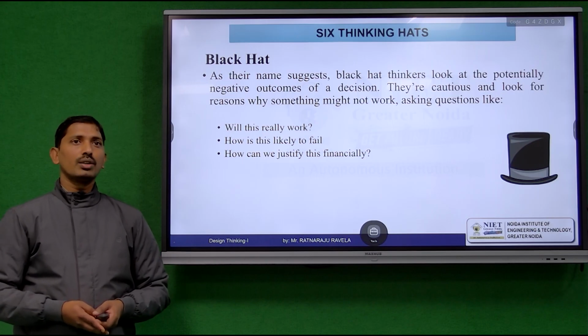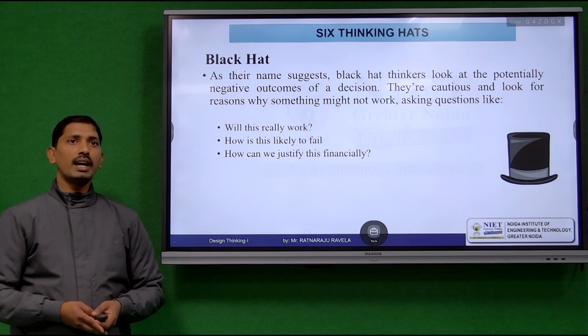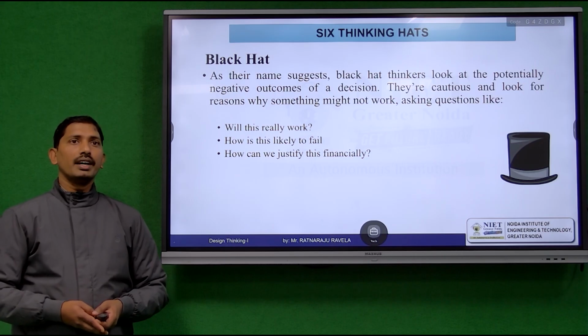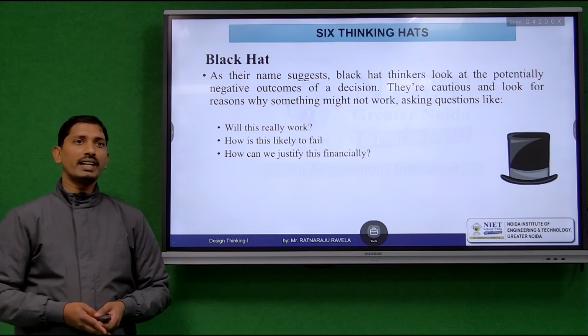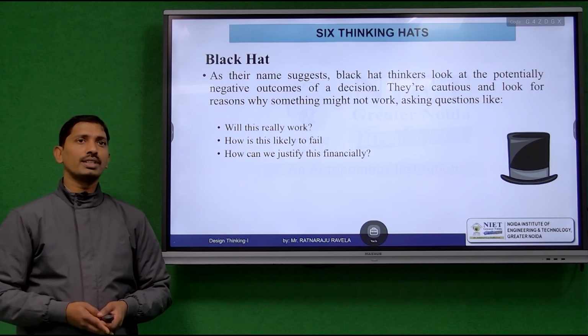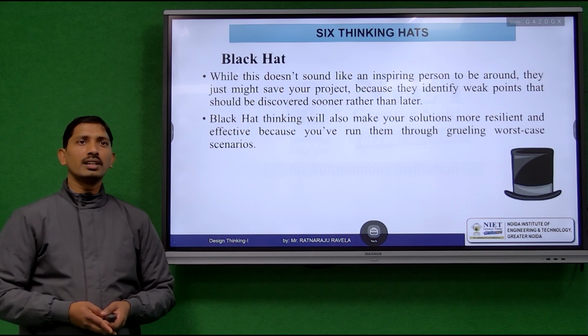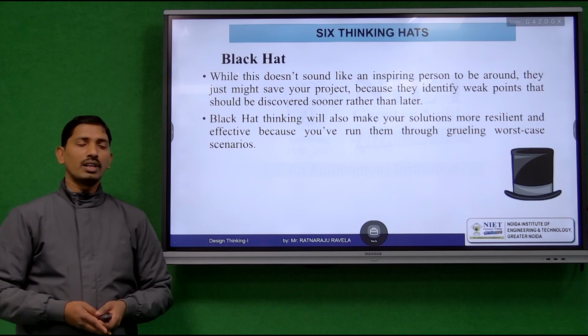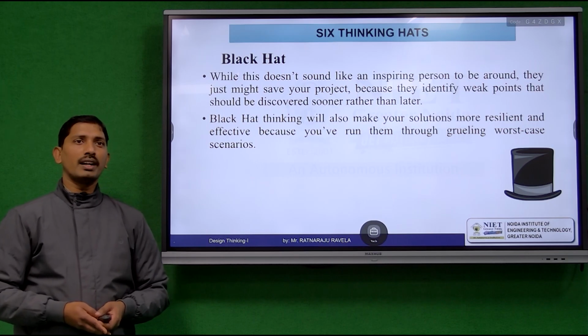So the person who is wearing the black hat may have questions like, will this really work? How is this likely to fail? How can we justify it financially? These are very key, important questions that we will put before we implement the particular solution, by wearing this black hat.